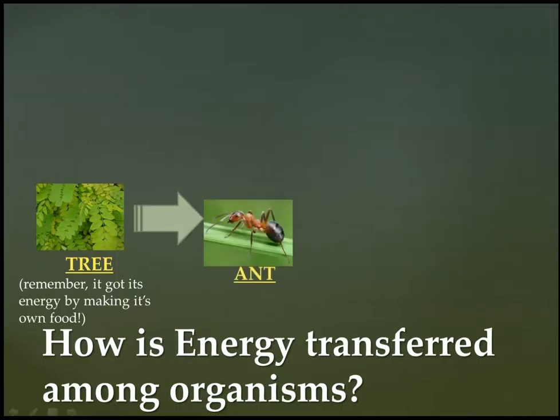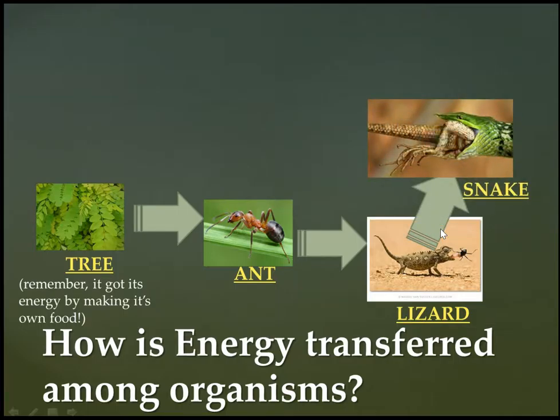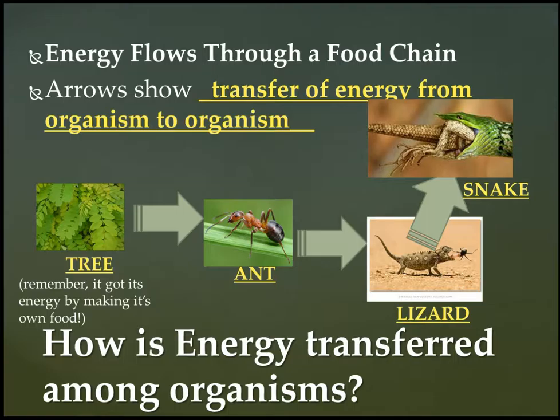Well, then along comes an ant, and an ant eats the leaves from the tree. So now the energy from the tree is in the ant. Then along comes our lizard. The lizard then has the ant for a meal. The energy that was in the tree that was in the ant is now in the lizard. Then along comes a snake. So now the energy is in the snake. Again, this is called a food chain. A food chain shows the transfer of energy from organism to organism.